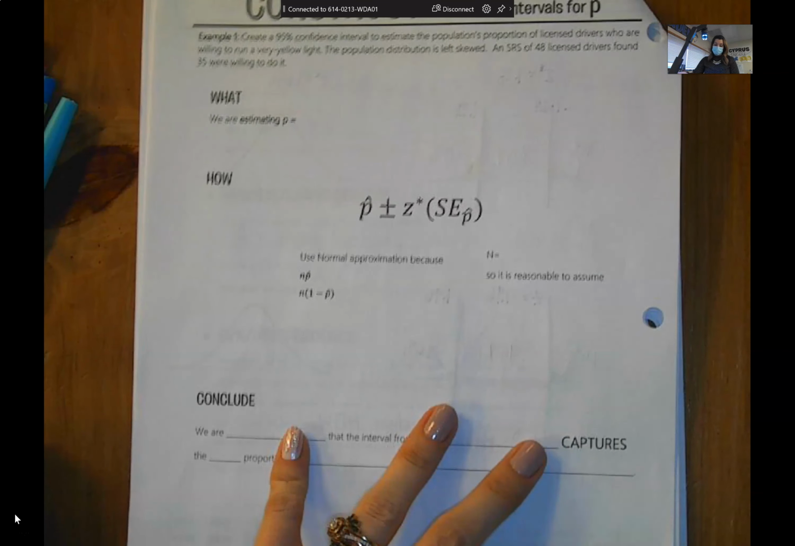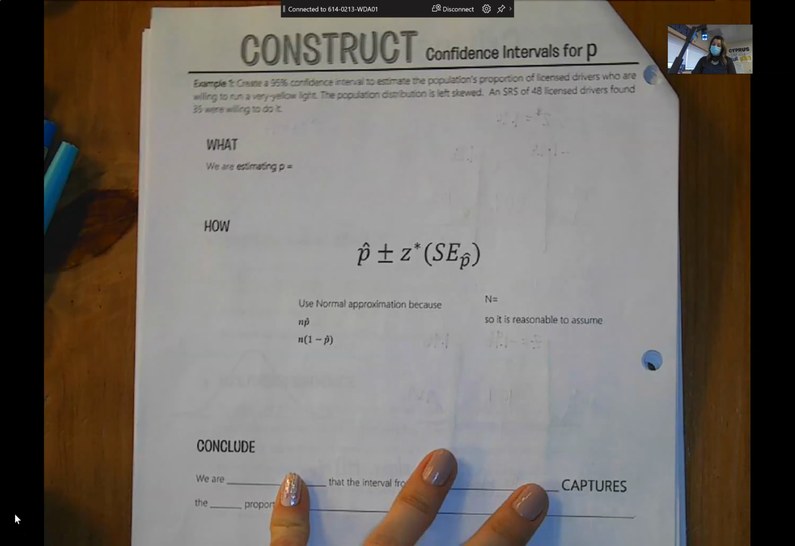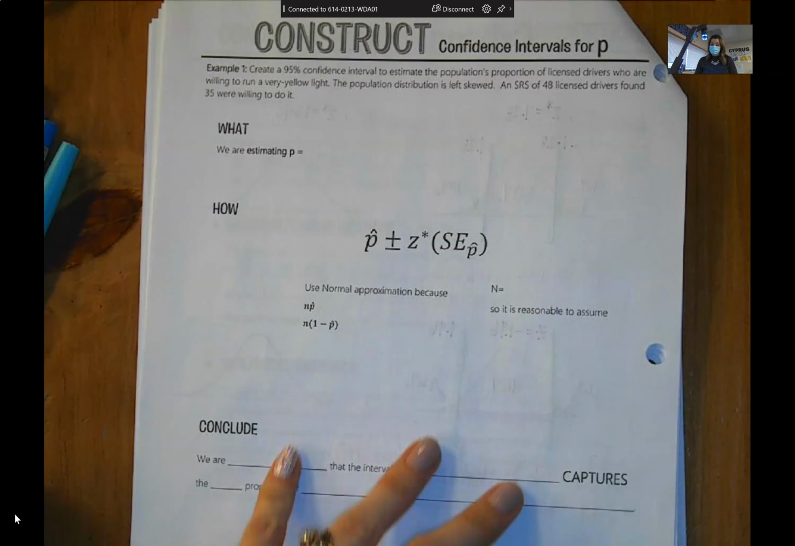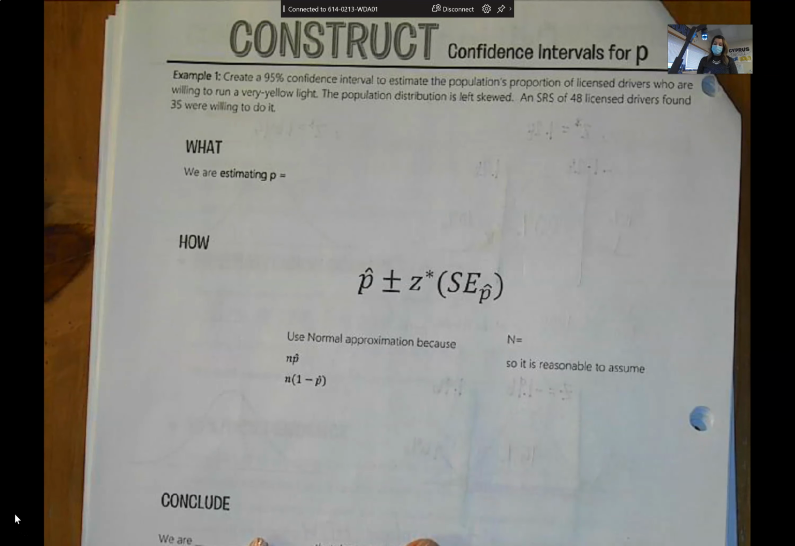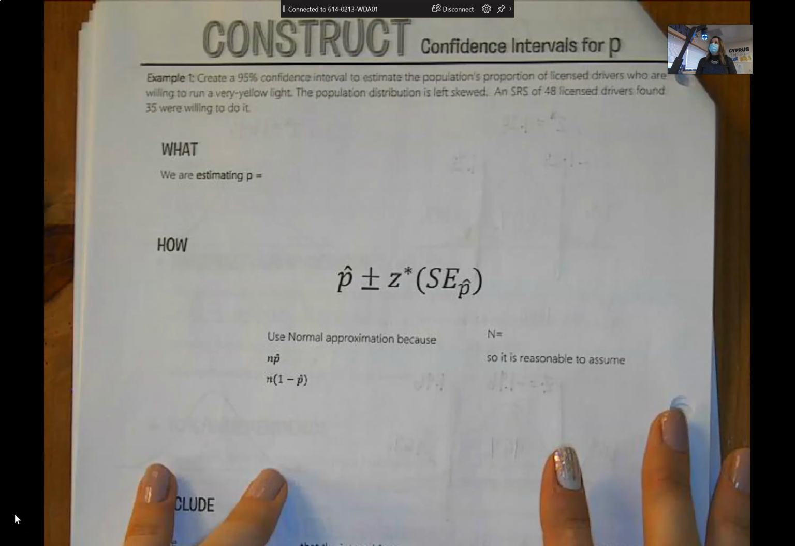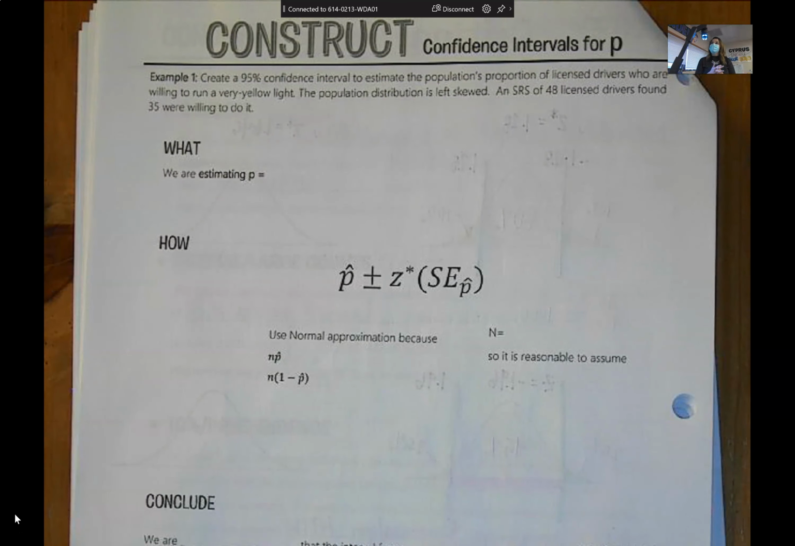So the first problem says create a 95% confidence interval to estimate the population proportion of licensed drivers who are willing to run a very yellow light. I think that's probably 90%. The population distribution is left skewed. An SRS of 48 licensed drivers found that 35 were willing to do it.